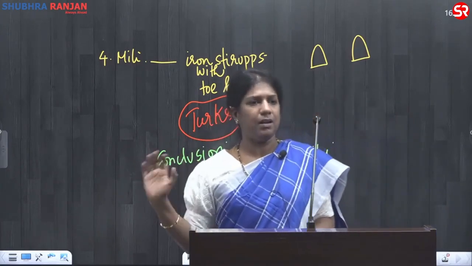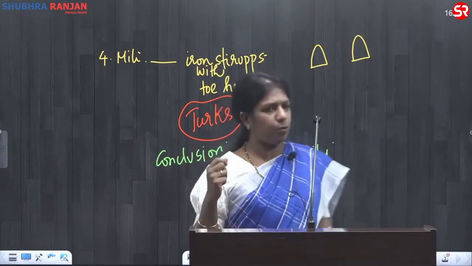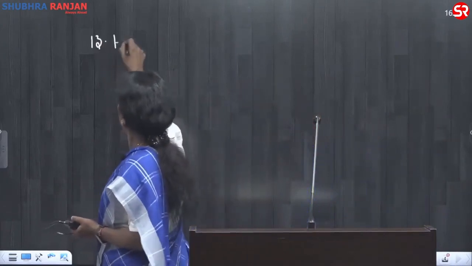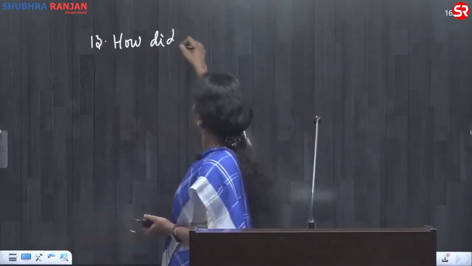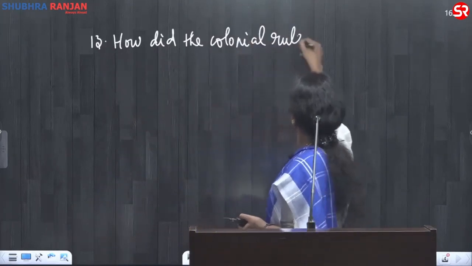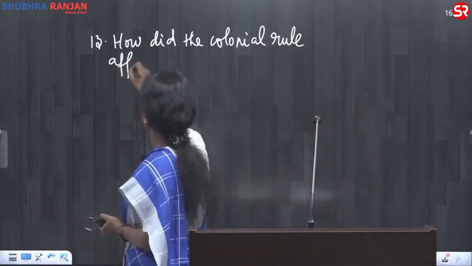So is it clear? This is an overall idea. When you start studying it again and again, you will get the concept. So moving on to the next concept, a very easy question again. It's the 13th question: how did the colonial rule affect the tribals of India?